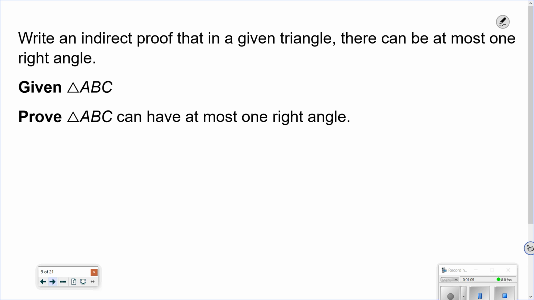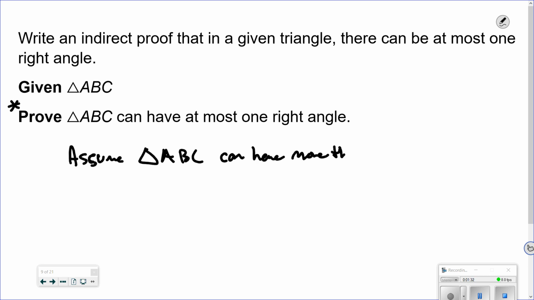So what we always start with is what you're trying to prove right here. We're trying to prove ABC can have at most one right angle. So what we're going to start out by saying is assume triangle ABC can have more than one right angle.